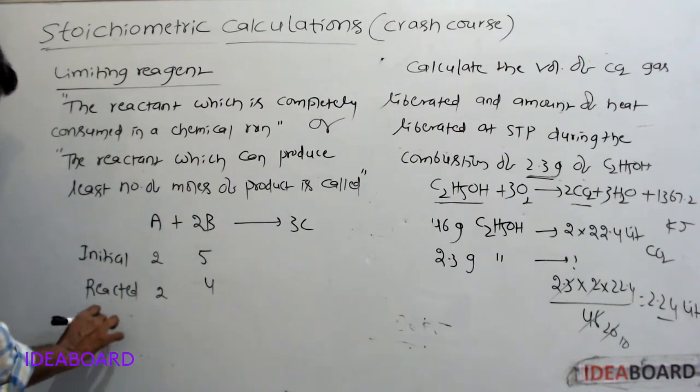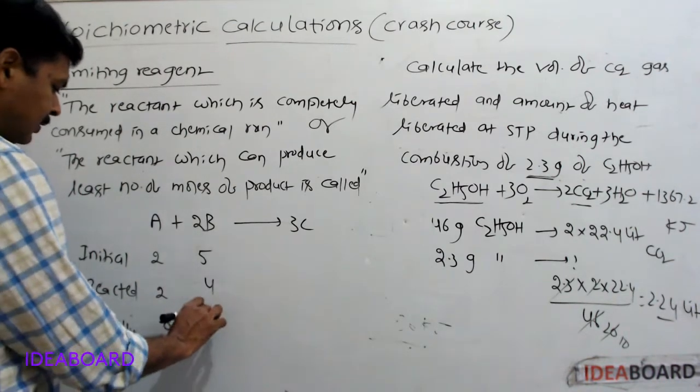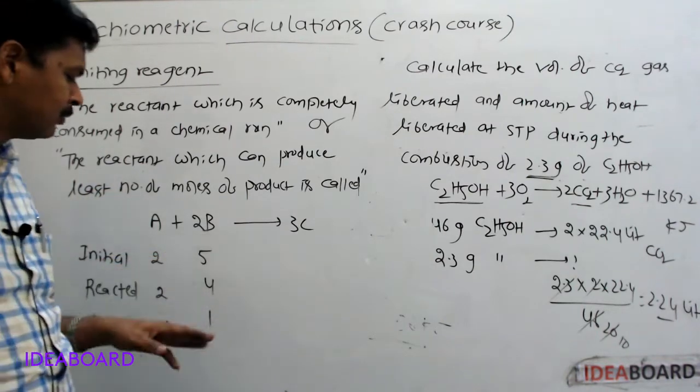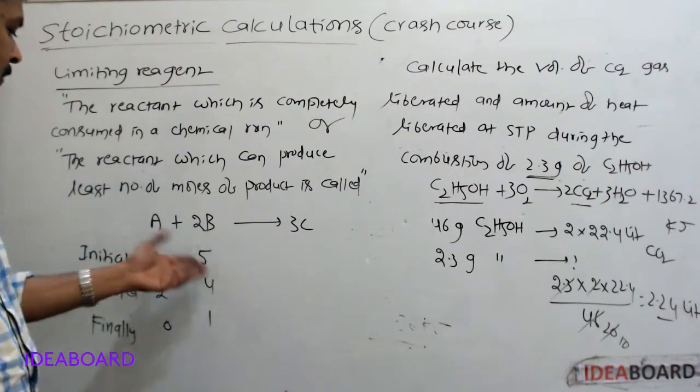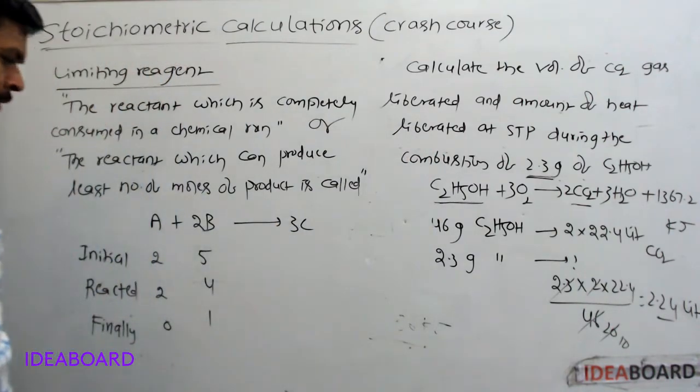Next, finally, number of moles of A is 0, number of moles of B is 1. Total 5 moles is given, but from that 5 moles, 4 moles reacted. The number of moles of B left is 1. Then the number of moles of C formed.